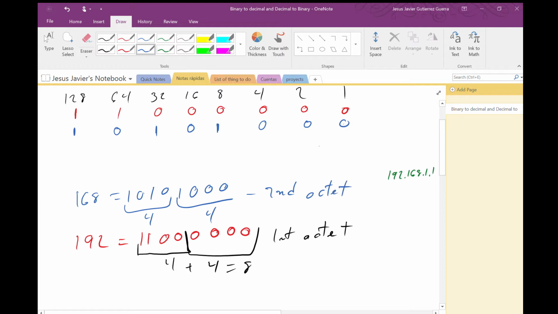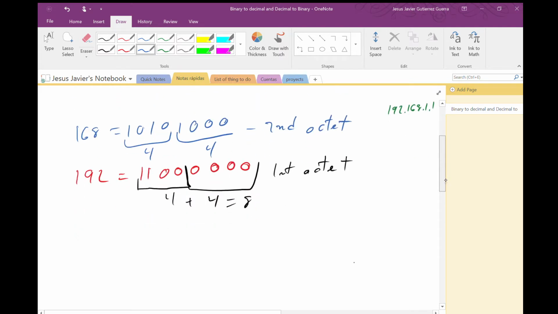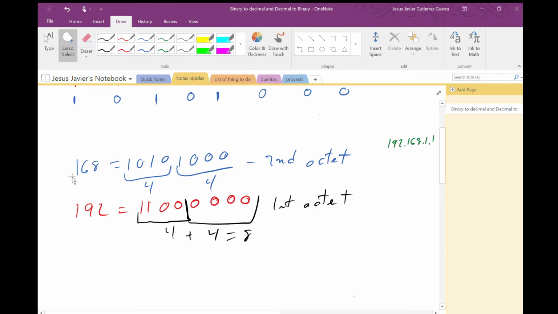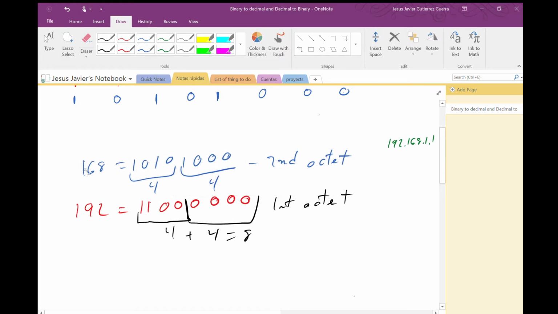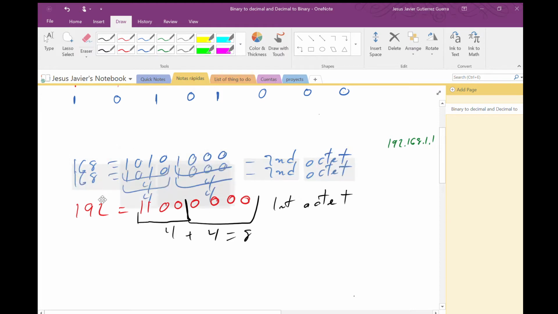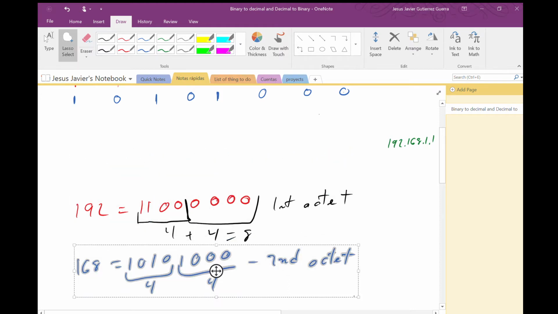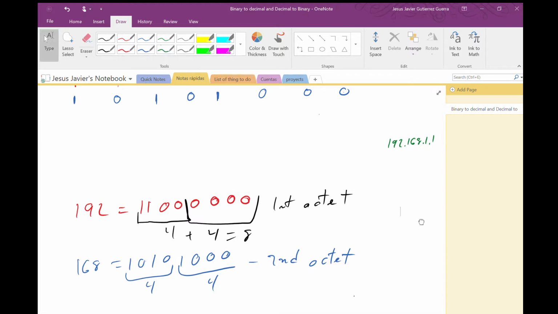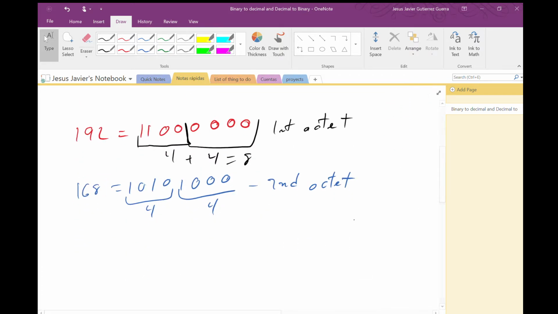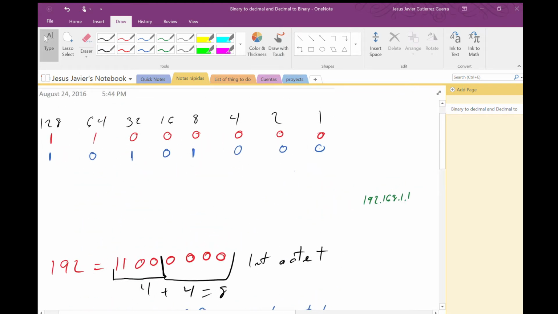Okay, so now we need to find .1 and .1. Let's try to put this down here. Okay, perfect. So now we need to find .1.1. So we'll go here, .1, and we'll find what that is. Well, it's just a 1.